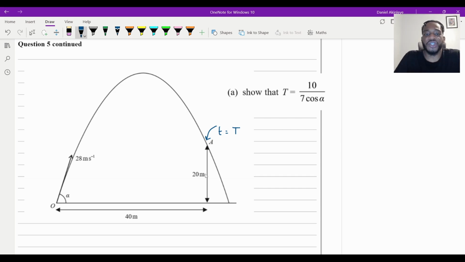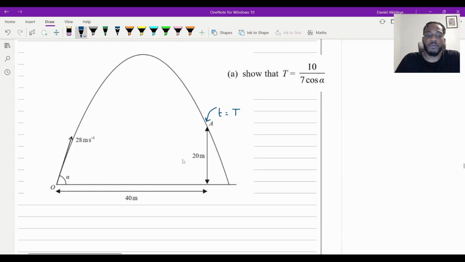Now remember, with projectiles, all you're going to do is just use your horizontal motion formulas and your vertical motion formulas to model the particle going from point O to A in this case. Now the show that has cos alpha in it and the time, right? Now for me, when I'm doing a show that, what formulas do I know that relates the time and cosine together? And that is just a horizontal motion formula for a particle going from one point to another. And we know that that's just equal to the horizontal distance it travels. So I'm going to say S, right? And this will equal U cos alpha T, right? Where U cos alpha is your horizontal component of the initial velocity, right?